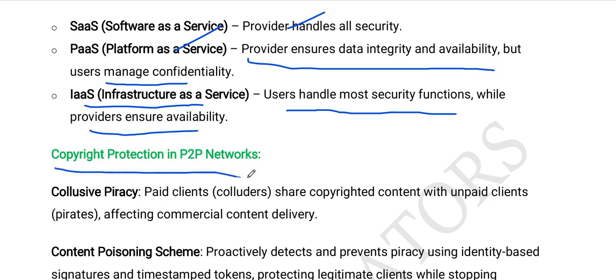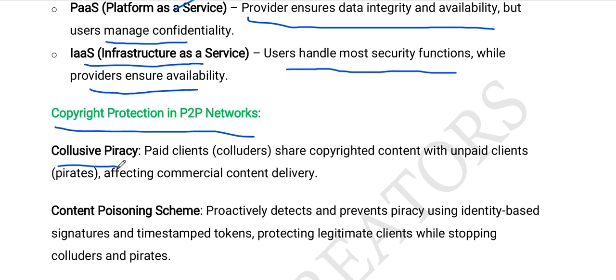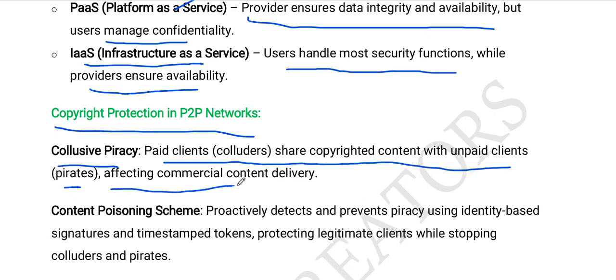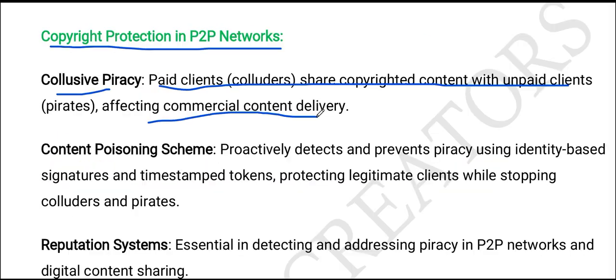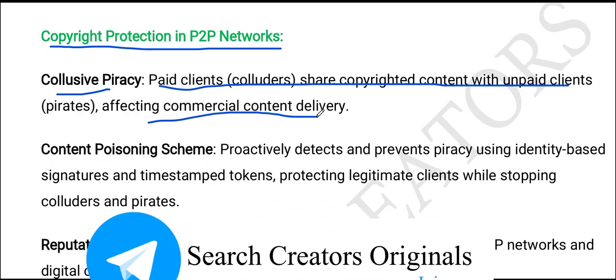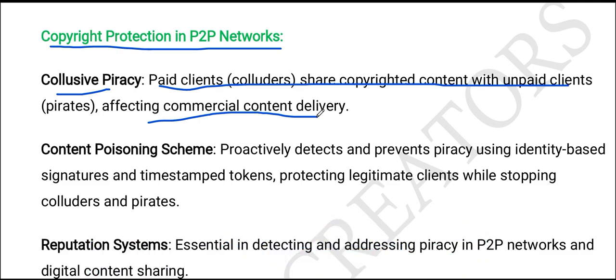Copyright protection in P2P networks. Collusive piracy: paid clients share copyrighted content with unpaid clients, like pirates, affecting commercial content delivery. Again, they buy the same document from you by paying money, and by this the commercial content delivery will be affected.